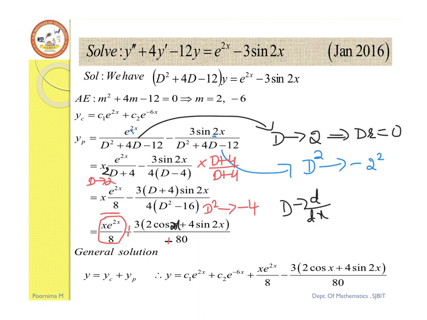So finally we write the general solution y equal to yc plus yp. We just substitute the yc obtained and the yp obtained. So this is the final result of our problem.